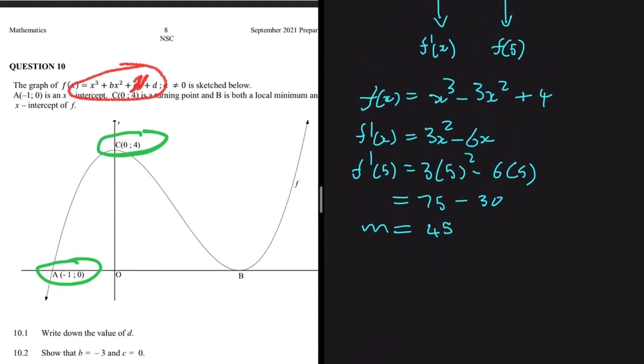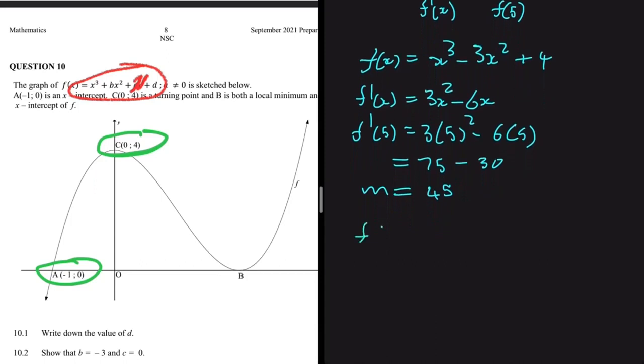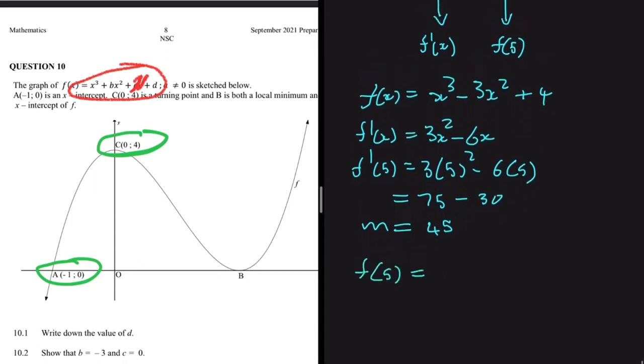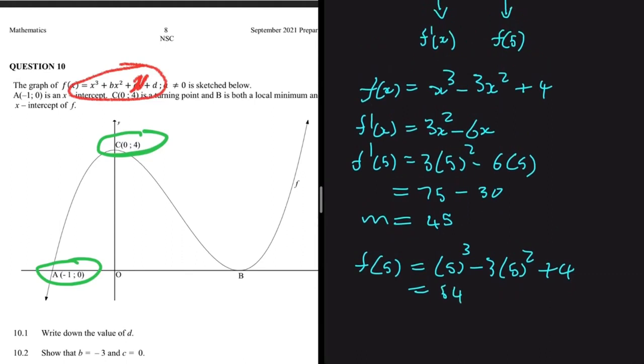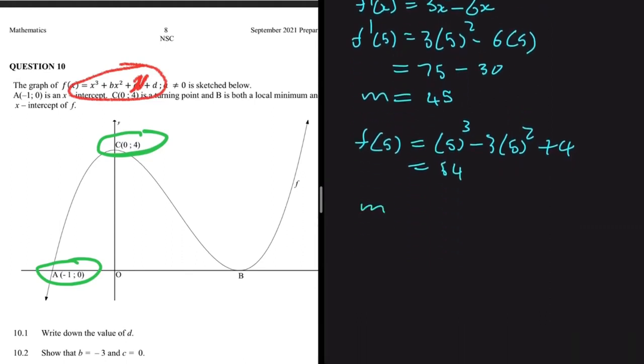Let's find the y value of the point. We know that x is equal to 5 at that point, right? So what we can do here, we can say f of 5 is equal to, now we're substituting into the equation itself, right? 5 cubed minus 3 times 5 squared plus 4, right? And then if you put this in your calculator, you should get 54, right? So now we have the point and we have the gradient, right? The gradient, we're saying that it is equal to 45. And then now the point, when x is equal to 5, we have 5 and 54 as the corresponding y value.